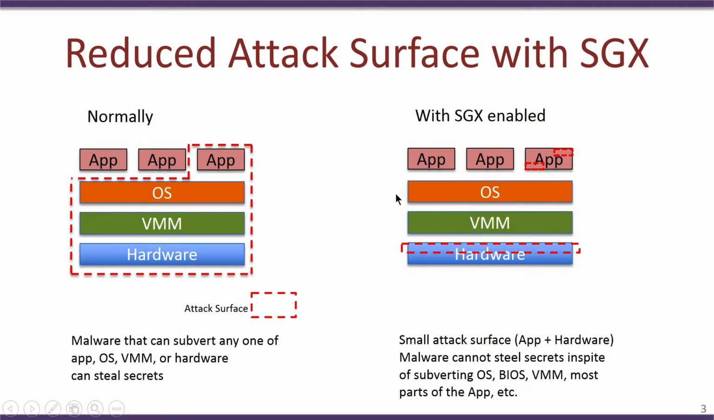Now, if you compare the normal mode of operation versus the SGX enabled mode of operation, we see that an attacker could have attacked either the application, OS, virtual machine or the hardware in order to gain access to that secret key, while in the SGX enabled hardware, the attacker would have to target small regions in the hardware or small portions of code in the application in order to gain access to the secret key. So, let us look into more details about how SGX actually works.